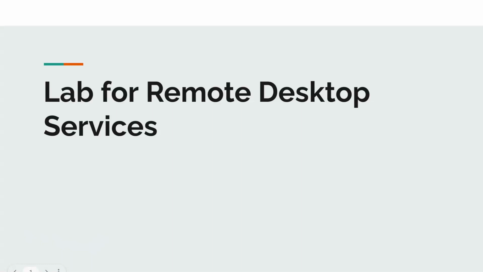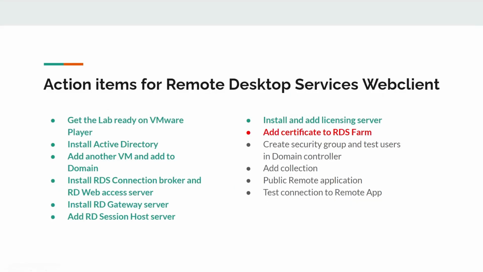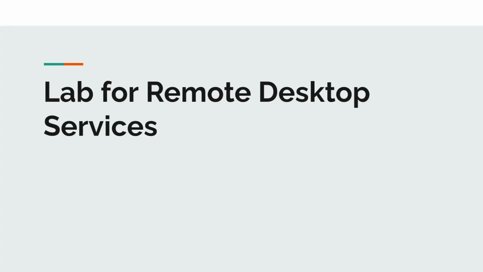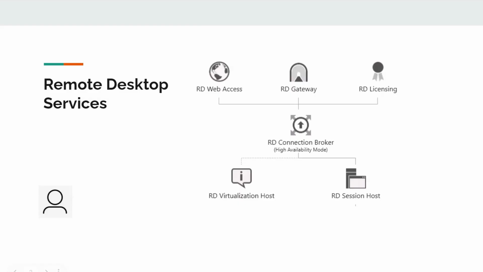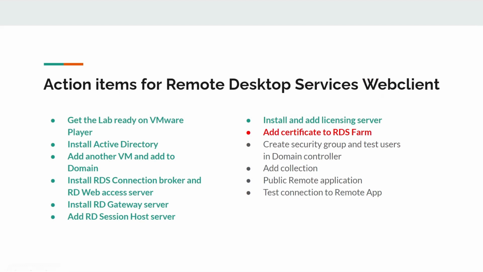In this video, we are going to see how we can add a certificate to our RDS farm. Ideally, we need a public certificate because we want people sitting outside of our office network to access the remote app on web client. For this lab, we'll get the certificate from our CA and we hope that it works for our local infrastructure.